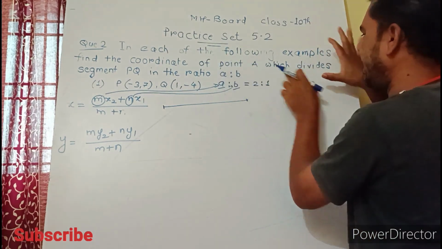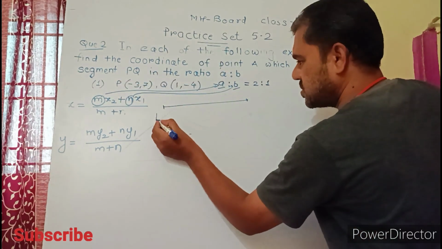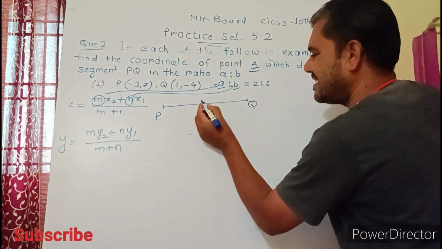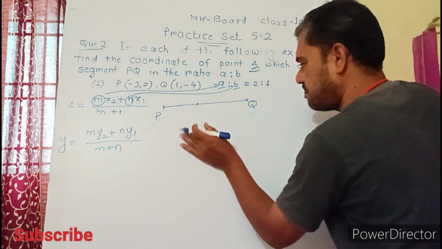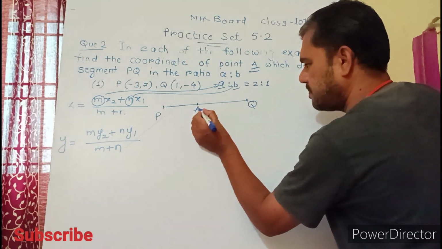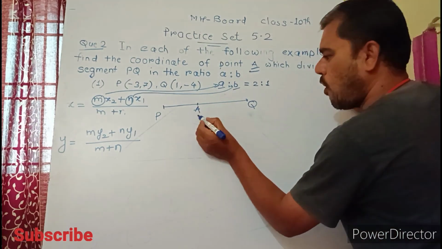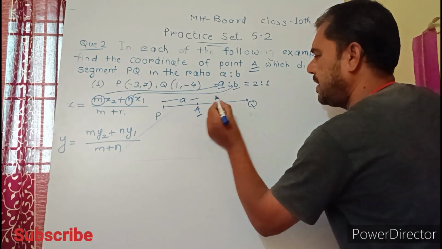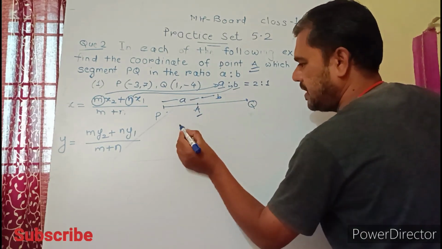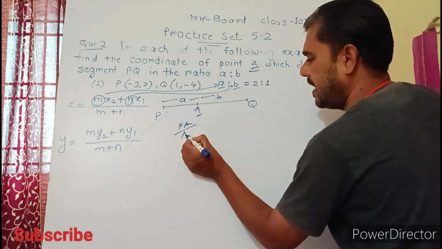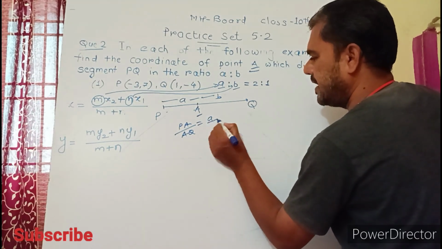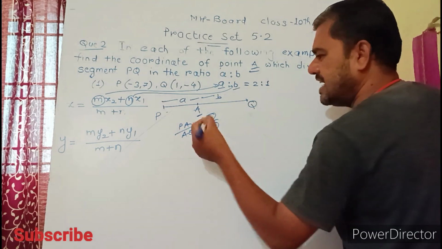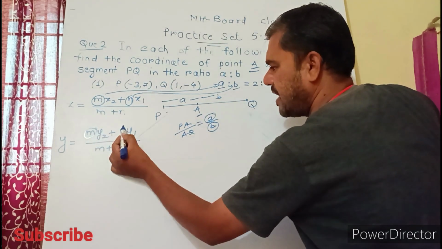Now point A divides PQ, which means PQ is divided by point A. Point A is anywhere on this PQ, suppose here, and point A divides PQ in the ratio a to b. That means PA by AQ equals a to b, where the ratio a and b is replaced by m and n.